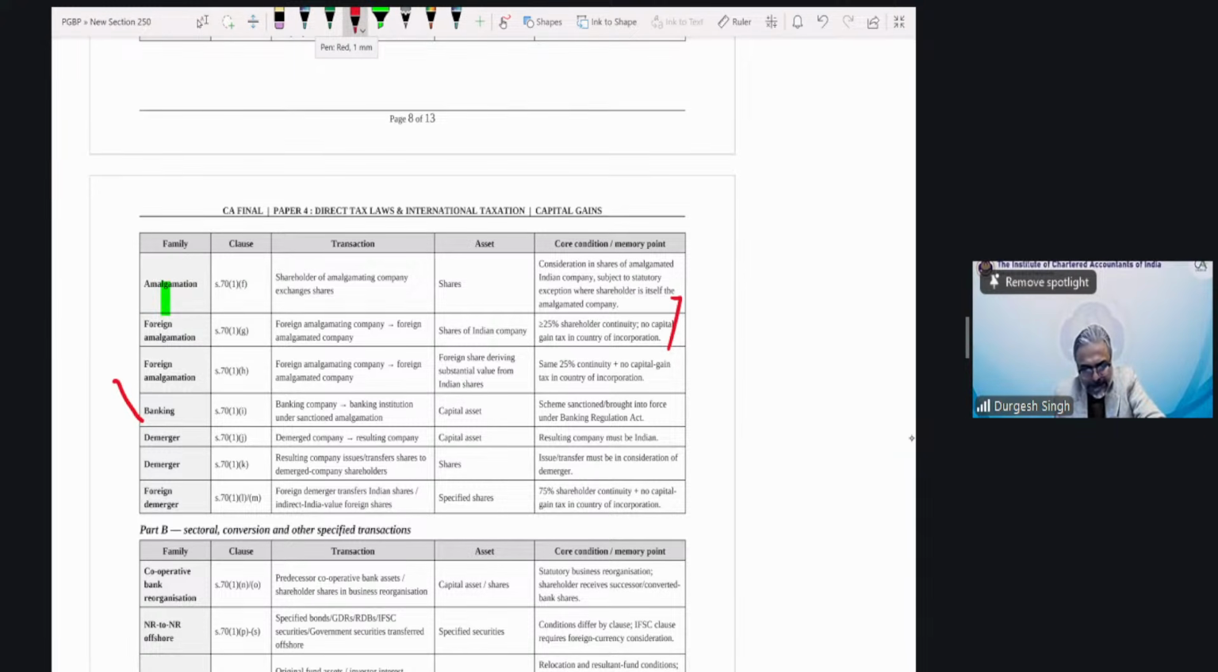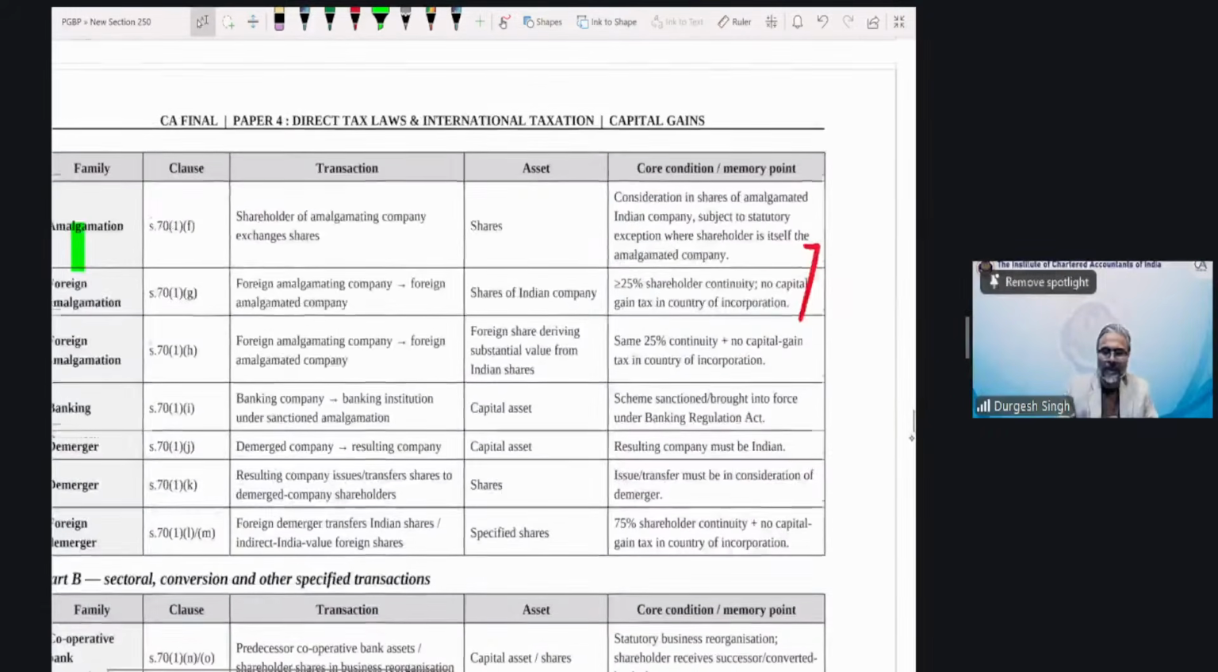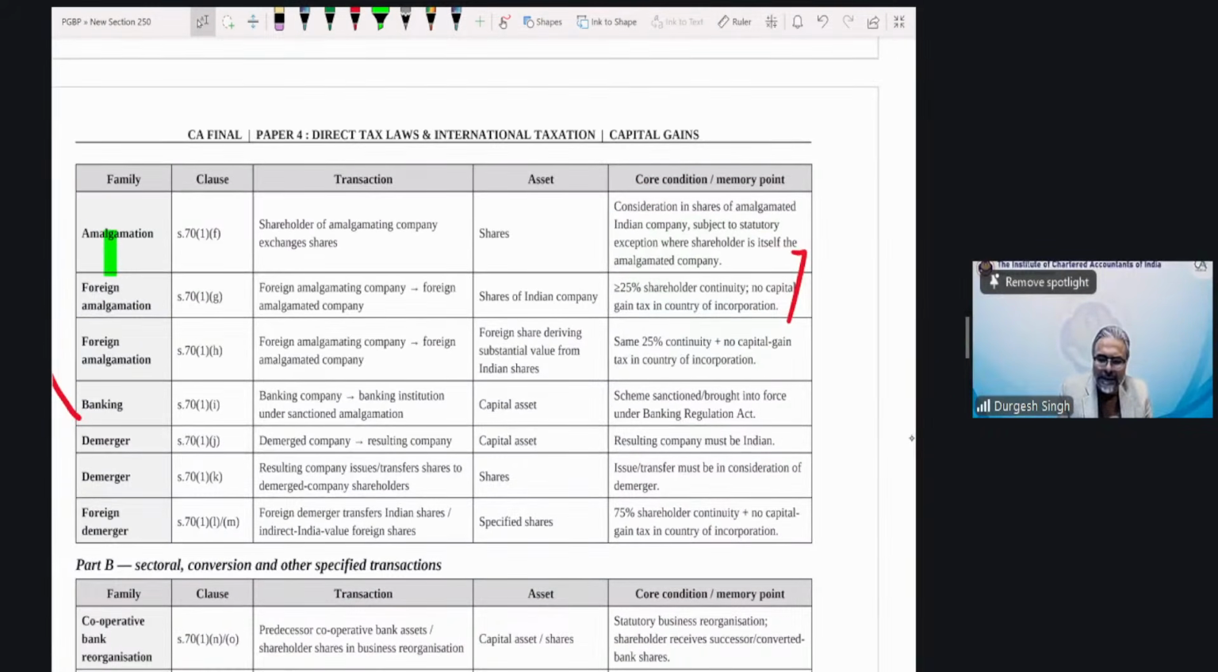See over here. What exactly they have said is that if two foreign companies are getting amalgamated and in the process some of the assets, namely the shares of an Indian company, are getting transferred by one foreign company to the other foreign company, then we will consider this as a non-taxable transfer. So it says not a taxable transfer under section 70. The only condition that has to be satisfied is what? That there has to be a 25% shareholder continuity that is required.